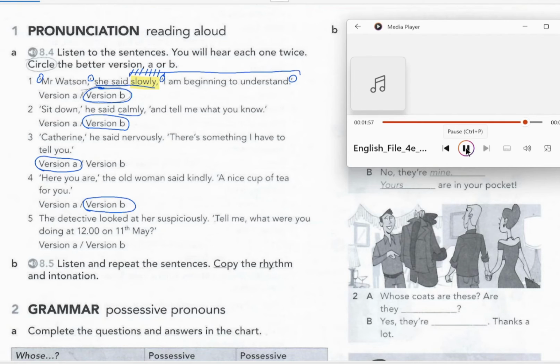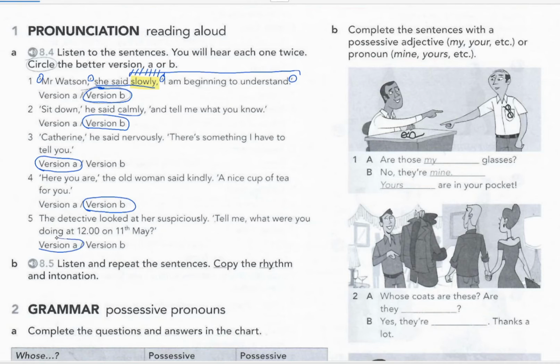Version B. The detective looked at her suspiciously. Tell me, what were you doing at 12 o'clock on the 11th of May? So this question sounds not suspicious, just asking a very normal question without feeling doubt. It's just a very straightforward answer. There is no suspicious feeling. So version A is a much better option, guys.